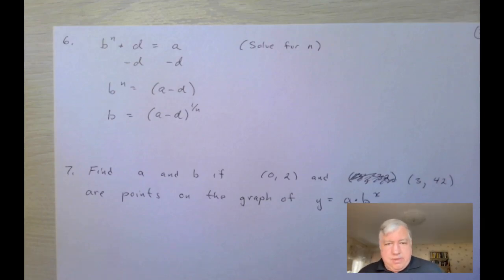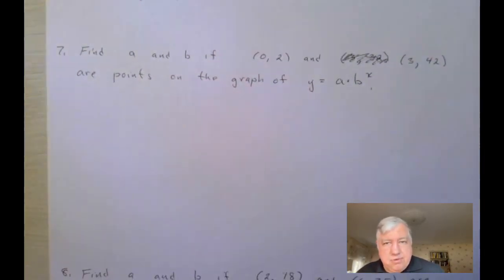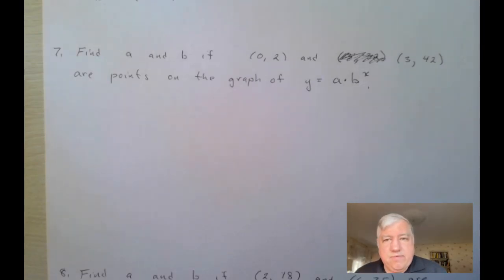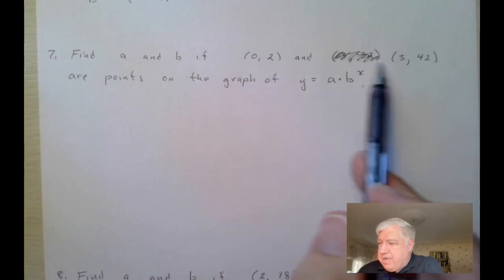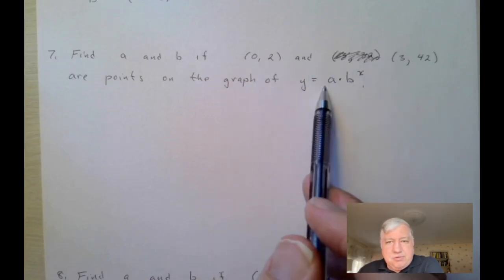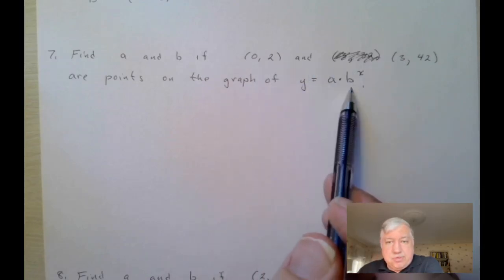All right. Now these final two examples have to do with finding the formula for an exponential function given 2 points on the graph. Now it's kind of similar to finding a line passing through 2 points, but in another way it's quite different. So the way we do this is because we need 2 pieces of information to find these 2 numbers a and b.